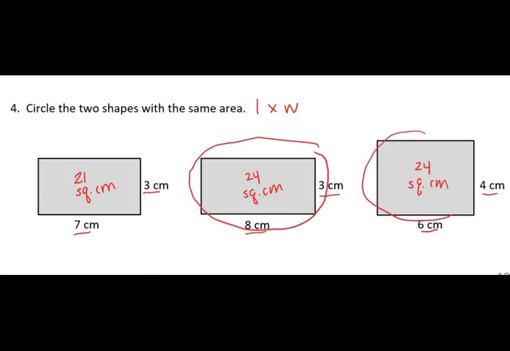So the last two rectangles have the same area. So notice the length of each side of the rectangle can be different, but they can still have the same area.